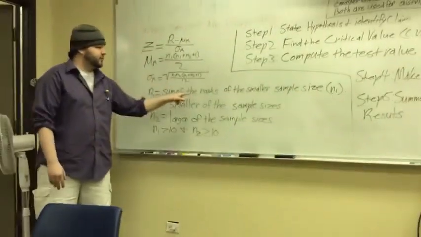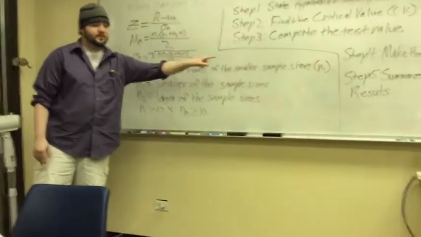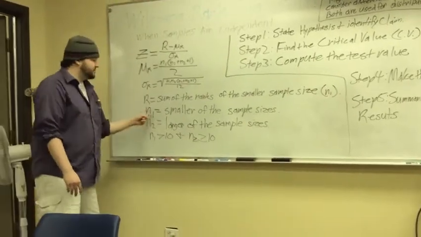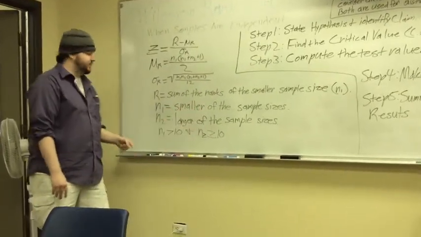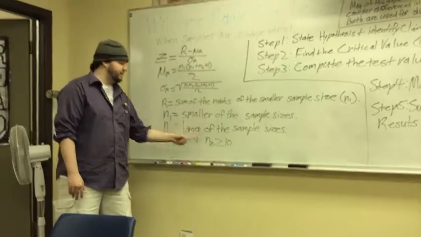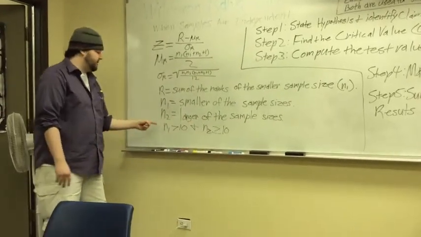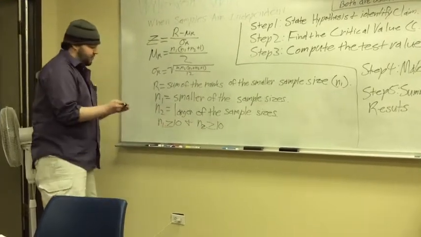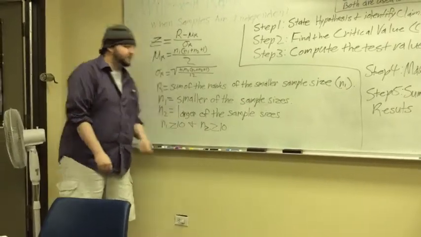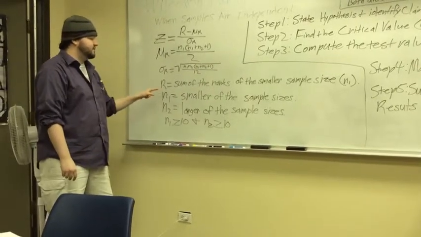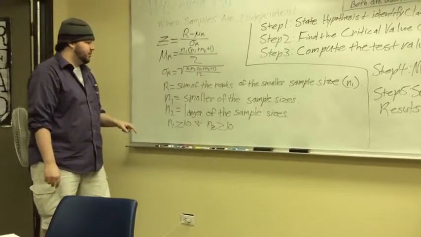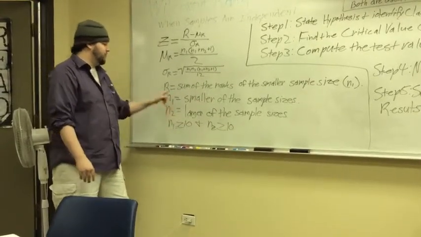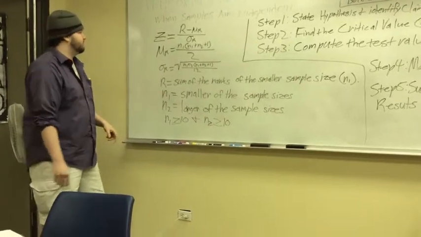R equals the sum of the ranks of the smaller sample size. The smaller sample size is indicated by the variable n sub 1. N sub 1 is the smaller of the sample sizes, like I just said. N sub 2 is the larger of the sample sizes. And it's important to note that both n sub 1 and n sub 2 must be greater than or equal to 10. Also important to note is that if n sub 1 and n sub 2 are equal sample sizes, then they can be used interchangeably. So if the sample sizes are equal, either of them can be picked for n sub 1.